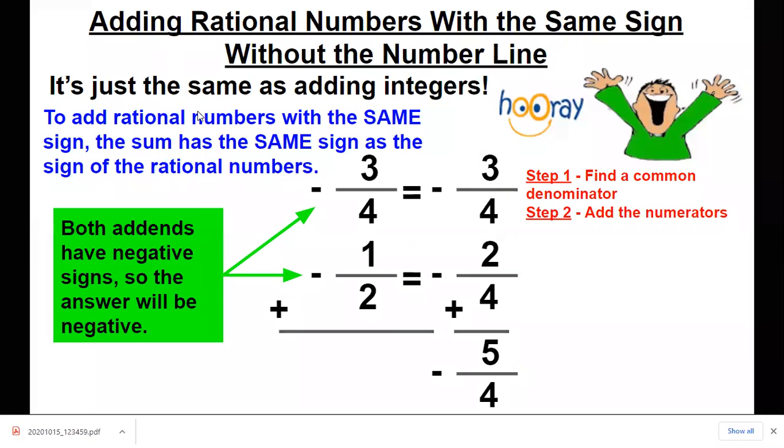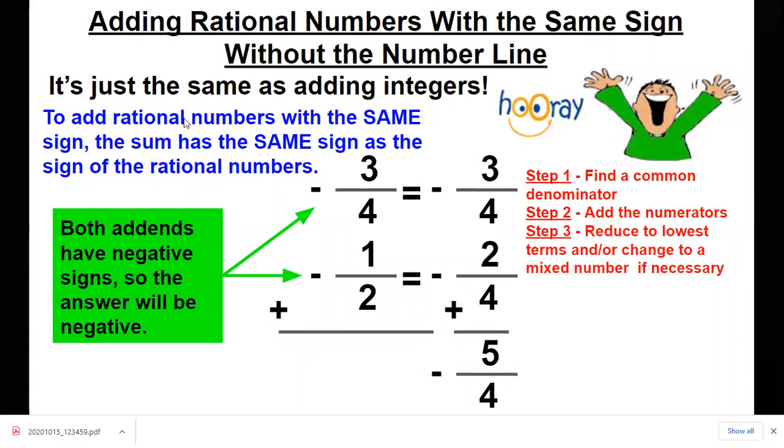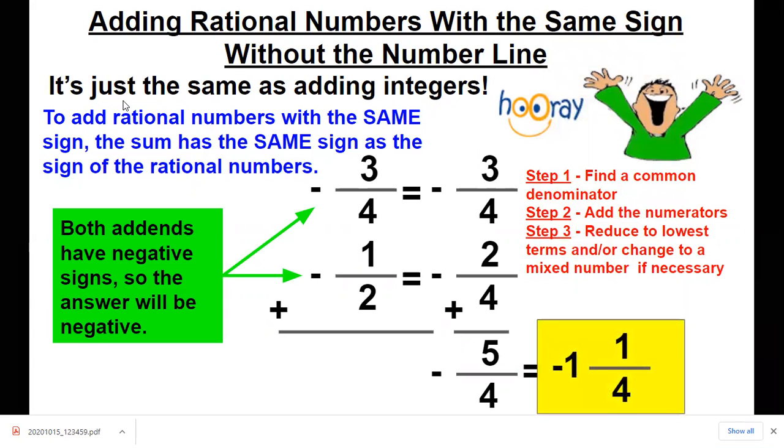When I add them together, I get 5/4, and then I have to reduce to lowest terms and/or change to a mixed number if necessary. Well, it's necessary in our case because we have an improper fraction. We have a 5 on top and a 4 on the bottom, and 5 is bigger than 4. So that's called improper. So we have to divide like I showed you. That'll give us a negative 1 1/4.